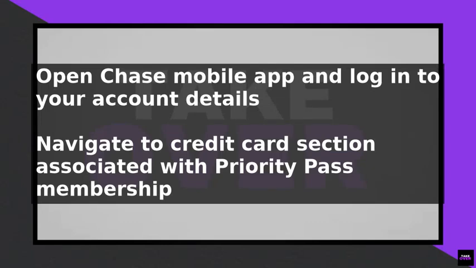To find Priority Pass on the Chase app, start by opening the Chase mobile app on your device and logging into your account. Once you are logged in, navigate to the credit card section by selecting the credit card account that is associated with your Priority Pass membership.